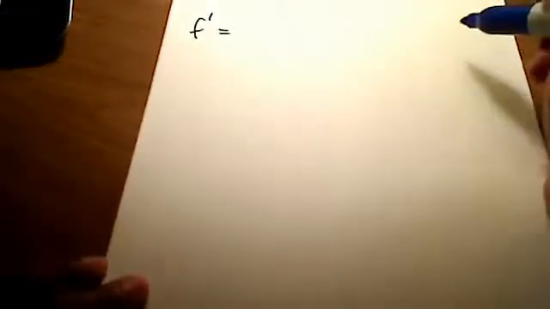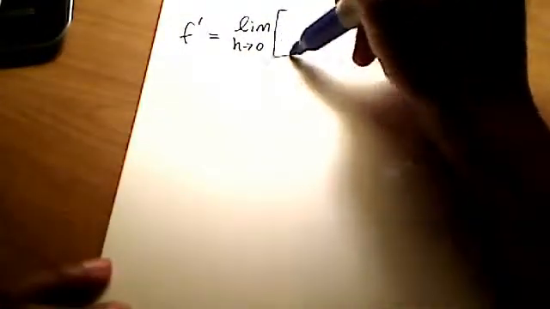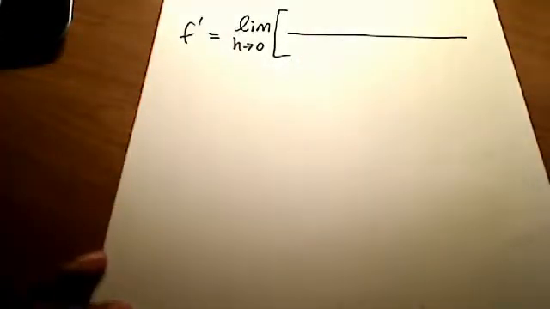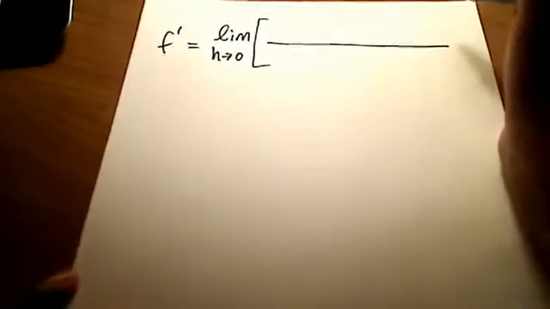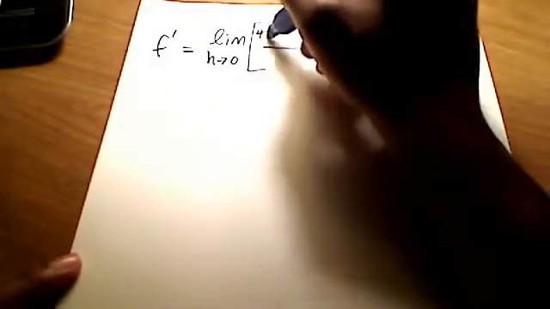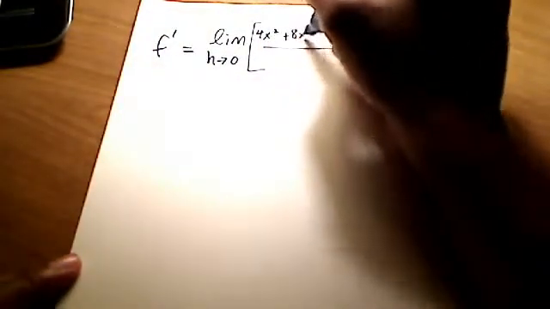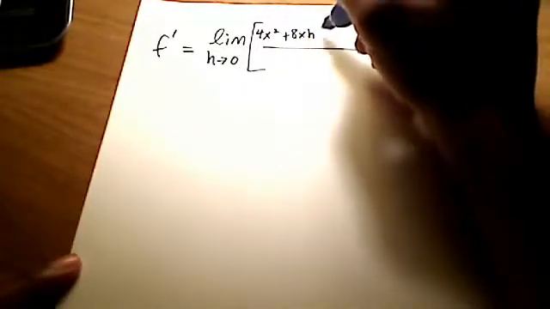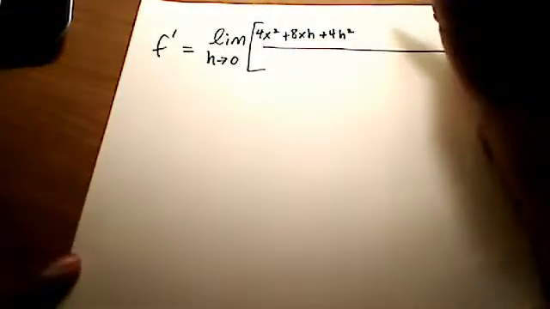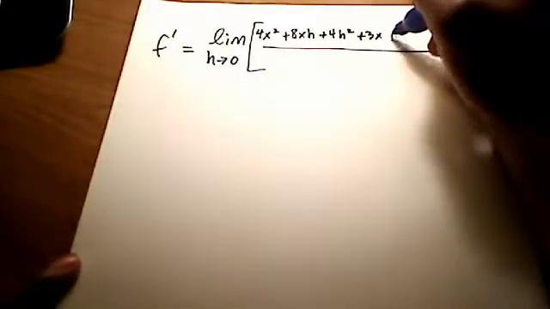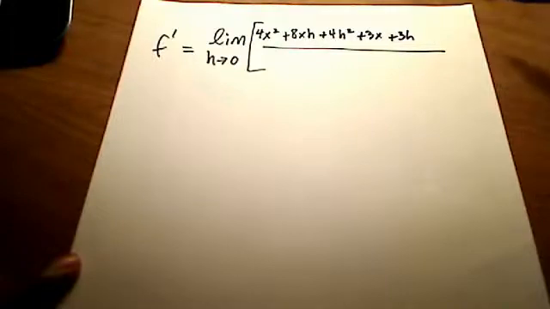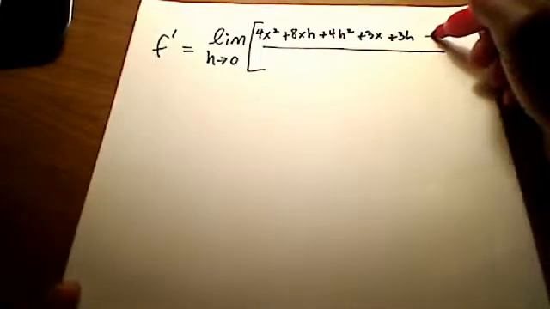Okay, so here goes. I've got the first derivative is equal to the limit as h approaches 0. You ready for this monstrous fraction here? It is the f of x plus h, which we just found a second ago. That's this big long thing, 4x squared plus 8xh plus 4h squared plus 3x plus 3h. Alright, so there's my f of x plus h. That is really huge. Alright, minus my f of x.